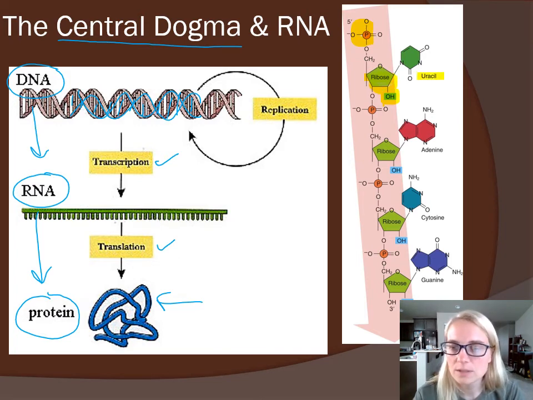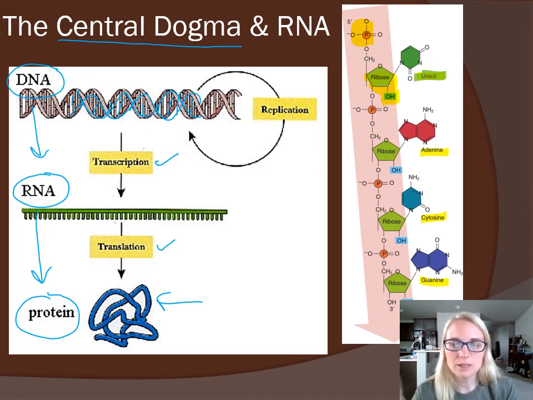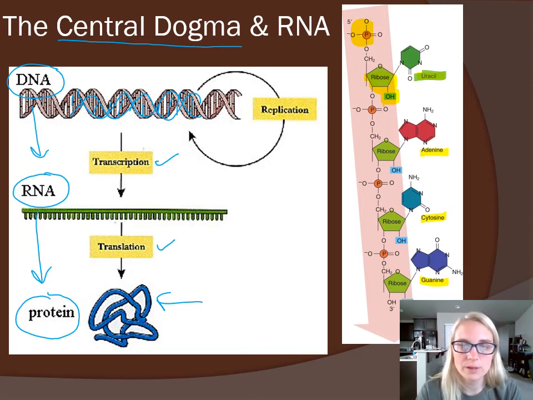And if you'll notice, we've got a new base. We have the same ones, guanine, cytosine, adenine, but what are we missing? Thymine is replaced by uracil. So uracil is a difference between RNA and DNA. DNA has those four bases, A's, T's, C's, and G's, whereas RNA has A's, U's, C's, and G's.